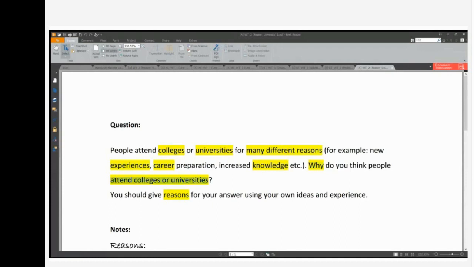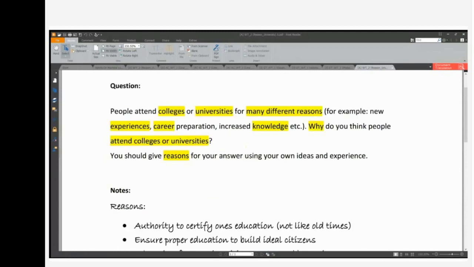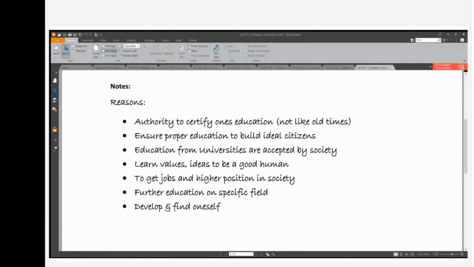So first thing first, because the question here is actually you should give reasons for your answer using your own ideas and experience for people attending colleges and universities. First, we will start making a few points and a few ideas on which we can write and develop our essay. These are the few ideas I have prepared for you already. So you can include these things in your essay.